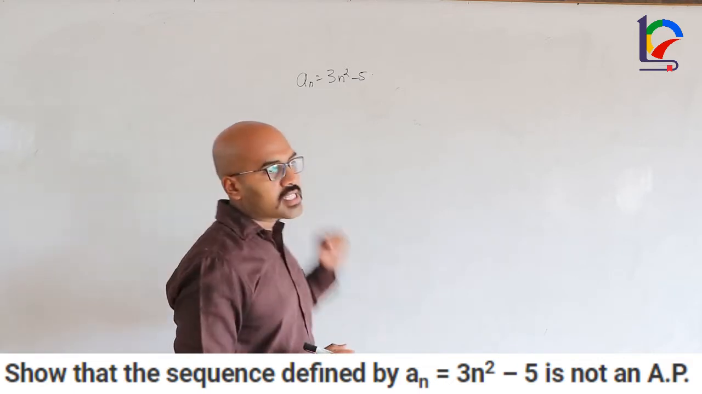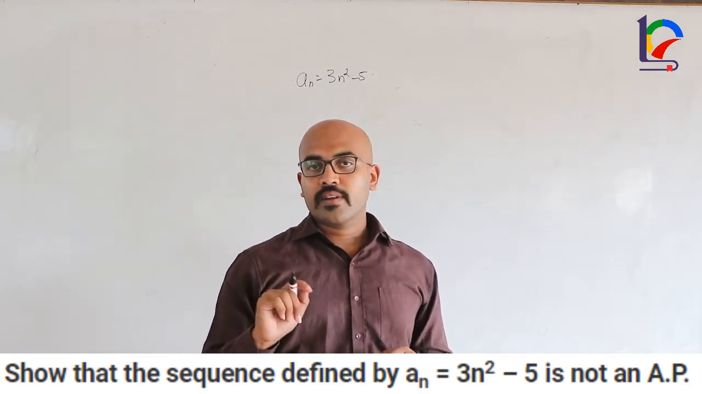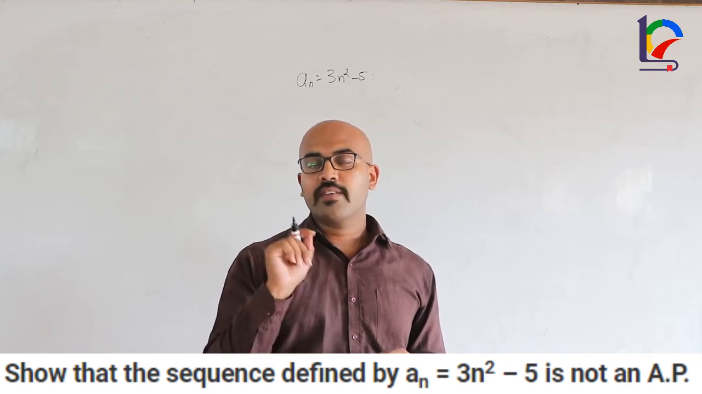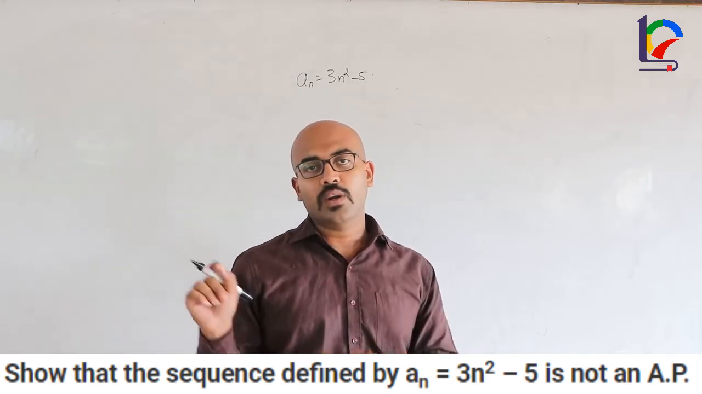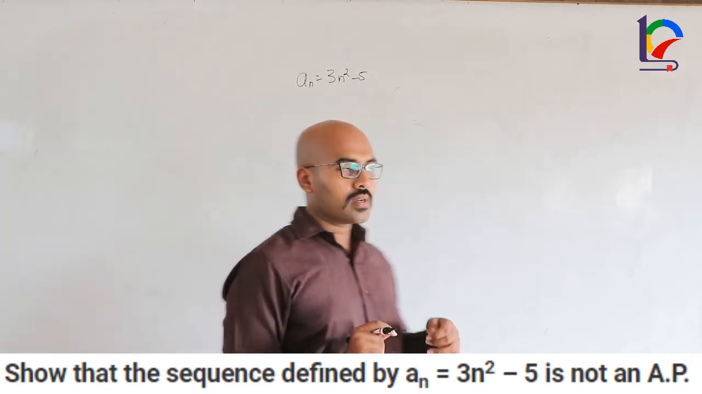In such kinds of problems, what you need to do is, you have the nth term, you have n. So for that, you need to substitute the values 1, 2, 3 and so on. So you'll get some values for a1, a2, a3 and so on.